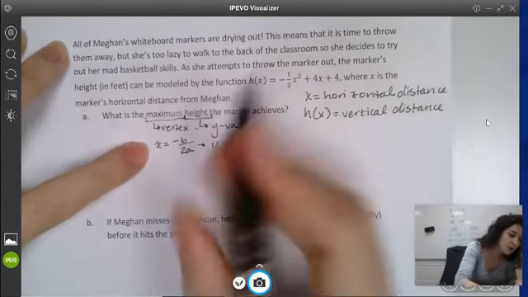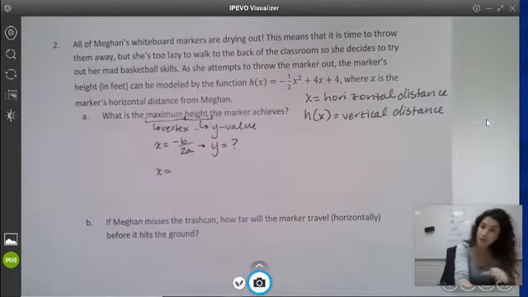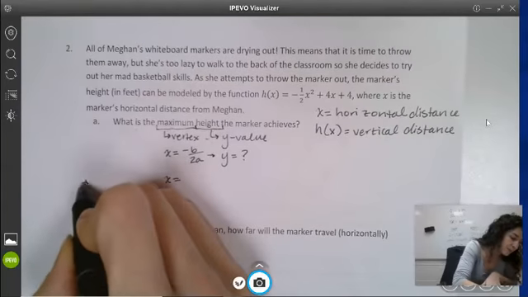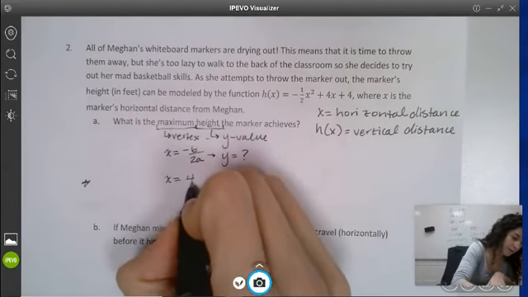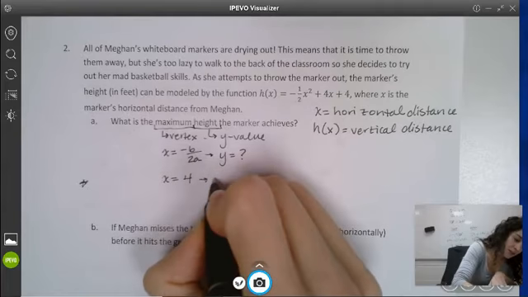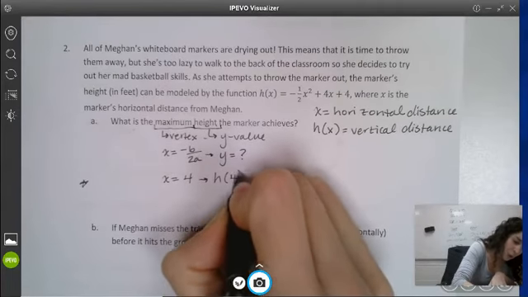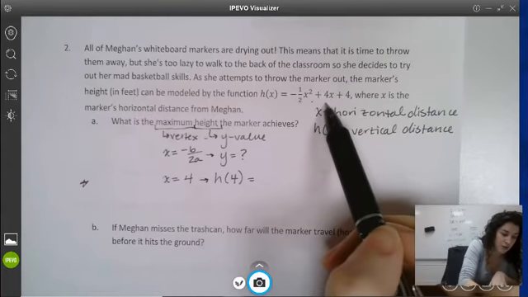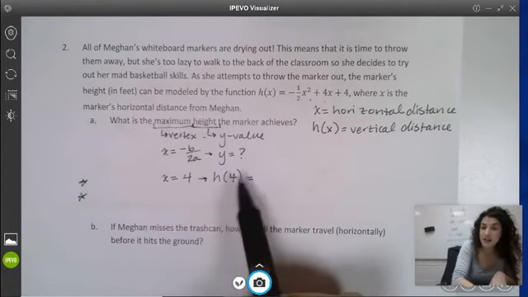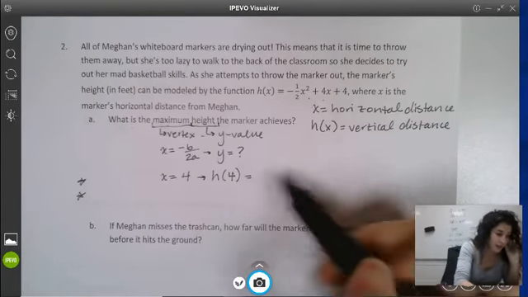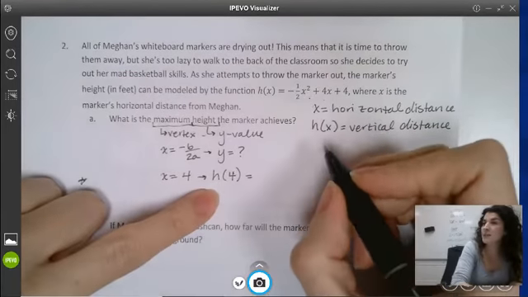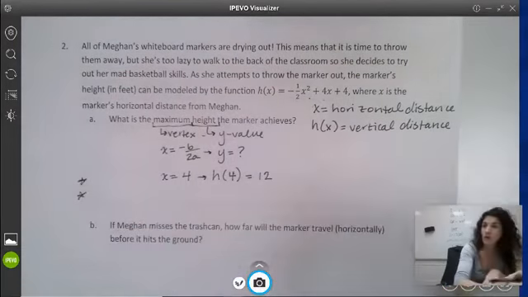Okay, so we have this formula. I want you to go ahead and solve for the x value of this vertex on your own. The x value of this vertex, negative b over 2a, is 4. So then plugging 4 into your quadratic equation, I would like for you now to solve for the maximum height that the marker achieves. Plugging 4 into this equation, we end up getting exactly 12.